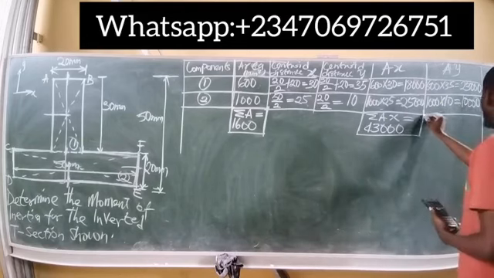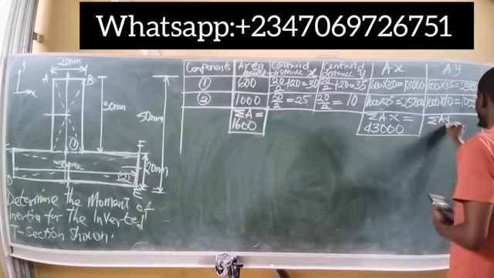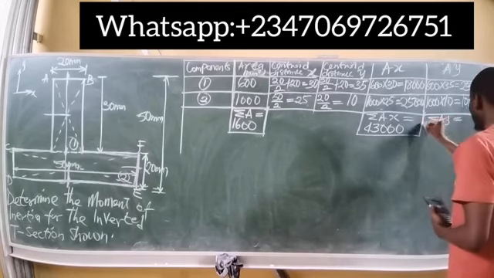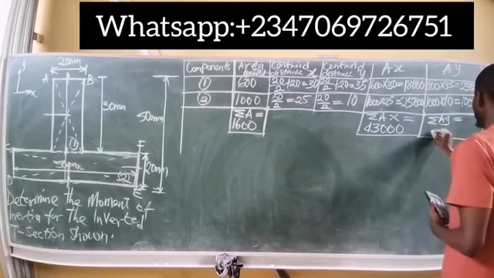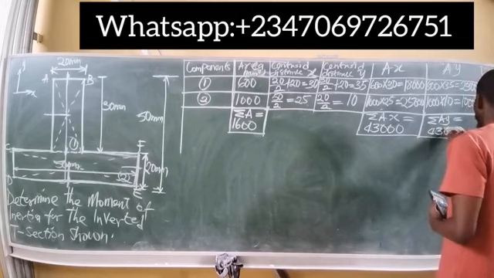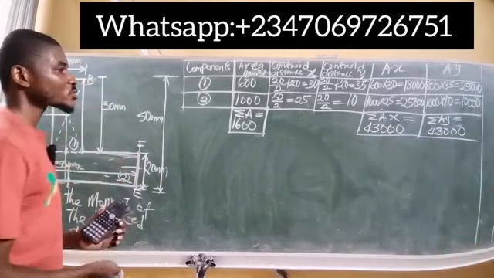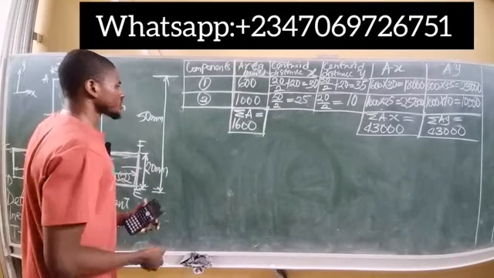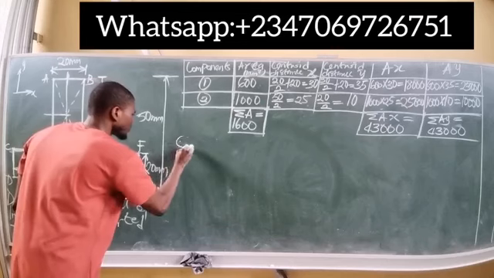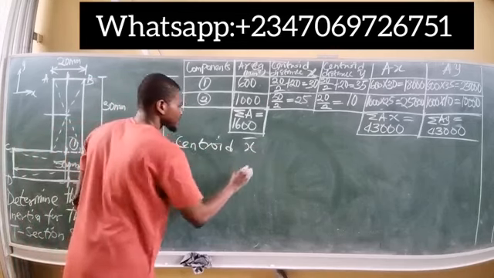Okay, so as usual, sum them up, obtain the summation of the product of area and y. If we sum that up, we simply have 43,000. All right, so if we have that now, we can now find the centroids. The centroid in the x, centroid x, simply x bar.